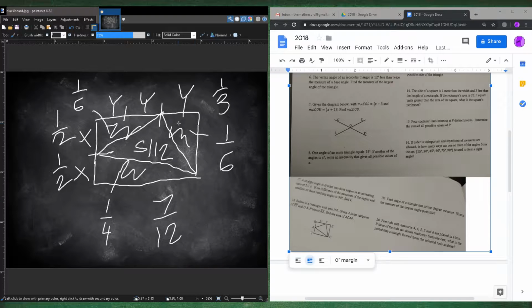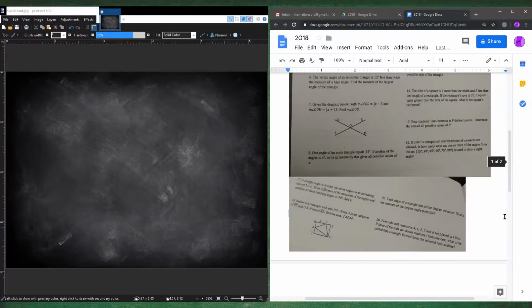So since the entire thing is going to be 150, and the triangle is 5/12 of that area, it's just multiplied by 5 divided by 12. And you get an answer of 62.5 as your area. Basically that simple.